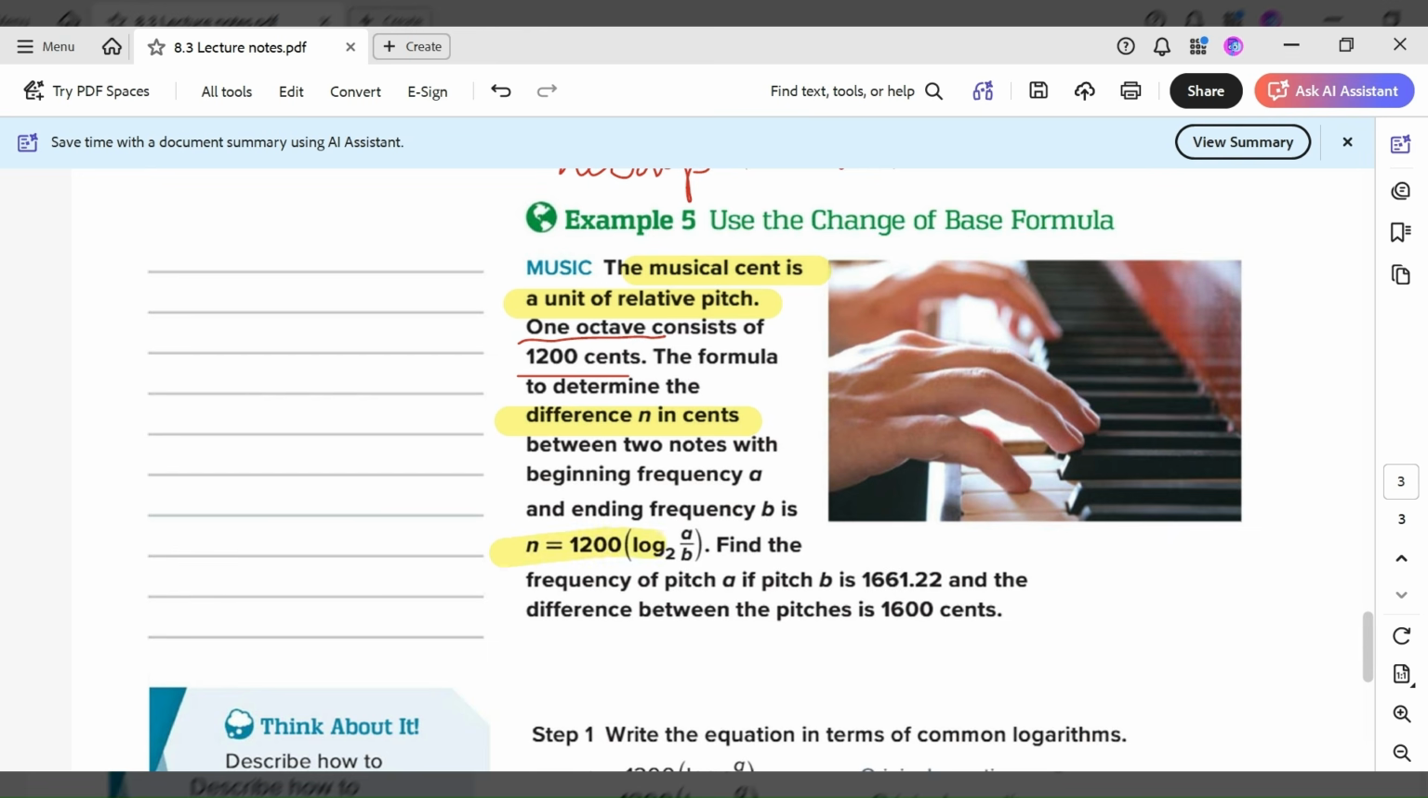It says n is equal to 1,200 times log sub 2 of A over B. It says find the frequency of pitch A if pitch B is 1661.22 and the difference is 1600 cents. So they gave us the B value as 1661.22. They gave us the n value, because that's the difference, which is 1600. We need to find A.